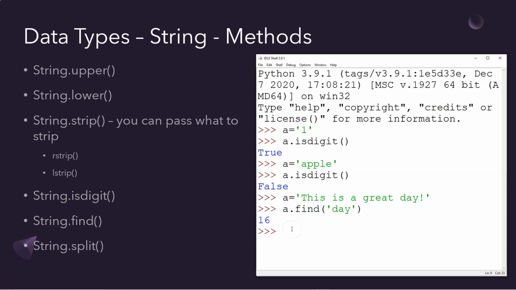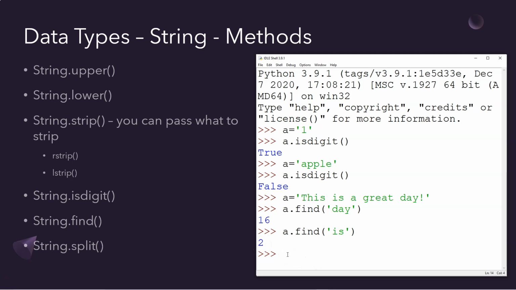Let's say I use the same string, and I say a dot find is. Even though there are two places where we have is, it is giving me the start of the first occurrence. So this is 0th index, first index, second index. That's why it is giving me two.